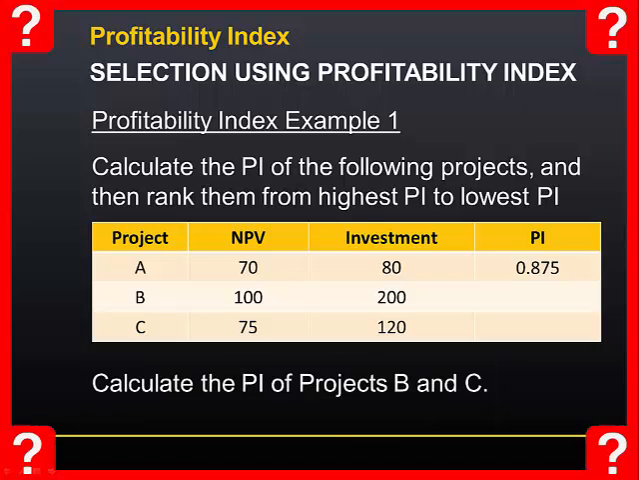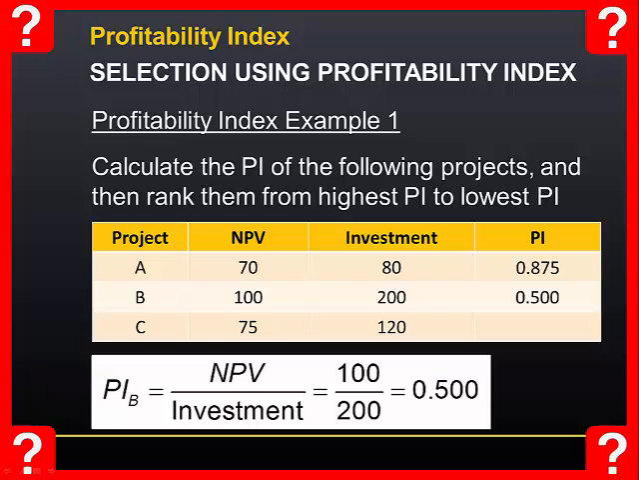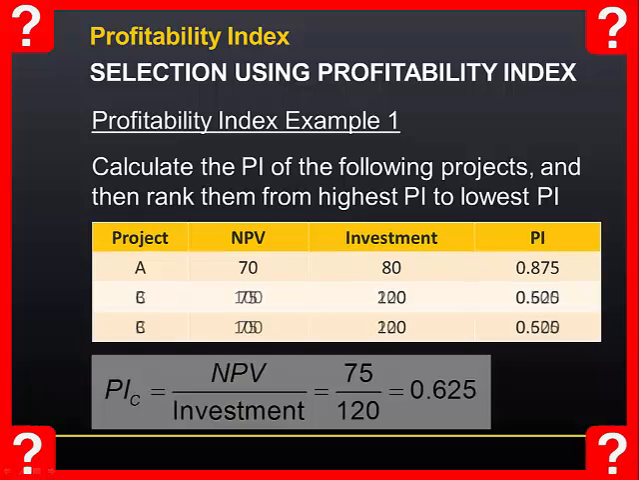Using this formula, calculate the PI of projects B and C. Project B is 100 divided by 200, or 0.5, and project C is 75 divided by 120, or 0.625. We'll now rank them from highest PI to lowest.